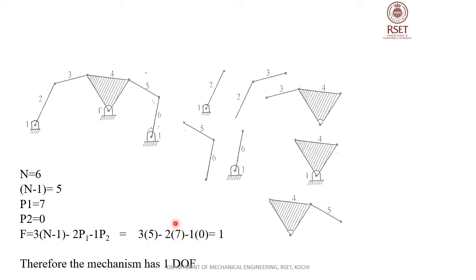So 2 into 7, 14. 15 minus 14 is equal to 1. So this mechanism is also having 1 degree of freedom. Now let's check the last case.